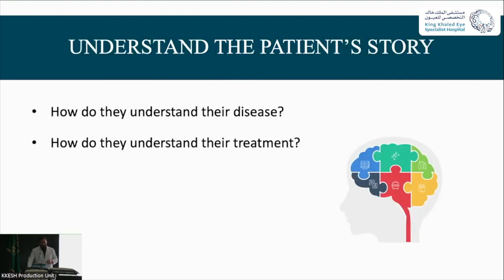Now, understanding the patient's story, this is what I was telling you, is about how the patient understands the disease. If a patient feels that he has glaucoma and blindness is coming in the next 10 years, he may feel that it's 10 years down the road, a long time, so he can avoid the therapy and maybe take a break. So this is what we have to explain to the patient, that no, you can delay the worsening of the disease if you take the medication properly.